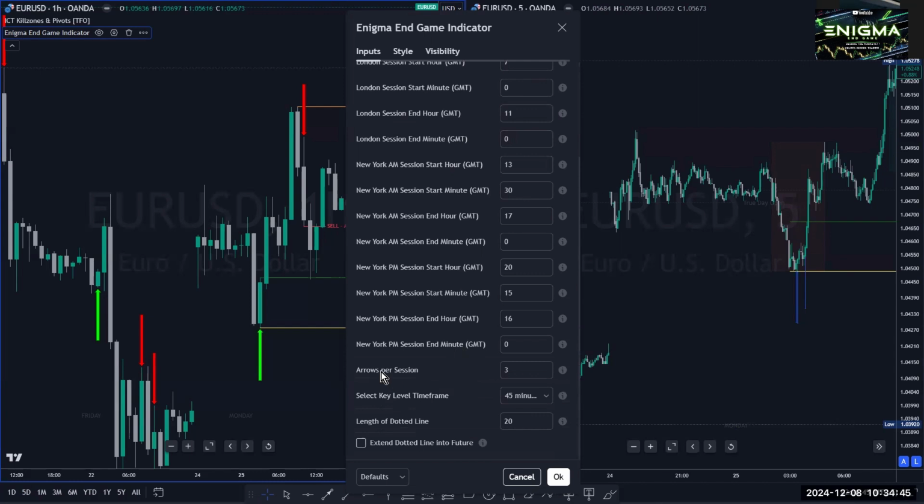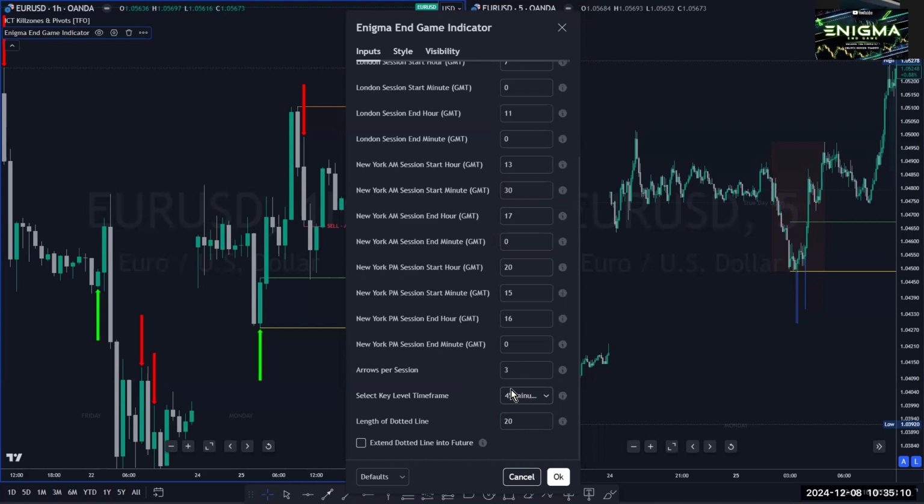And we also have a limited amount of arrows, so we want to focus on a maximum of 3 arrows per session. That's very important as well, because if not, it will be overcrowded with a lot of signals, or it will look like clutter on your chart, right? And then here is the time frame that you want to select.